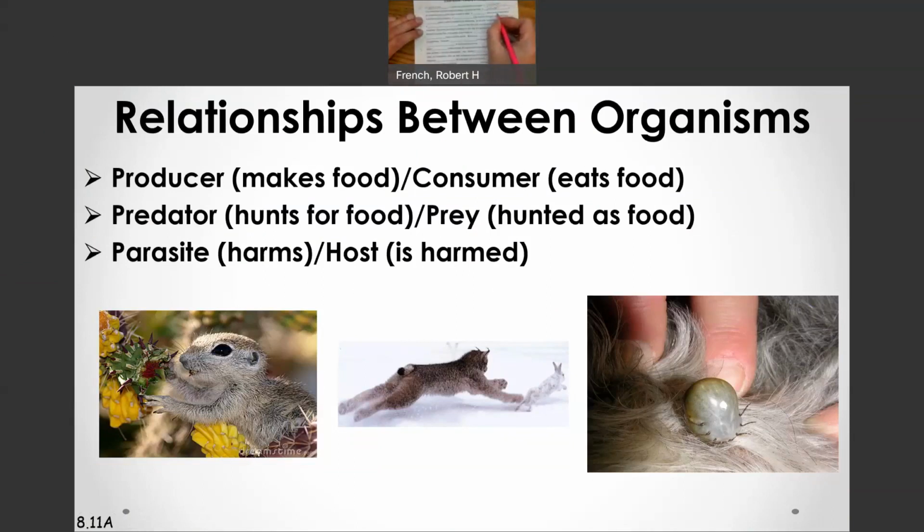A blank species is an animal that is hunted for food by predators. That's a prey species. P-R-E-Y, prey, like you see on the board. A blank is an organism that gains a benefit from a blank species, a parasite. A parasite gains a benefit from a host species, which is harmed in the relationship. An example of a parasite is a tick on a dog.